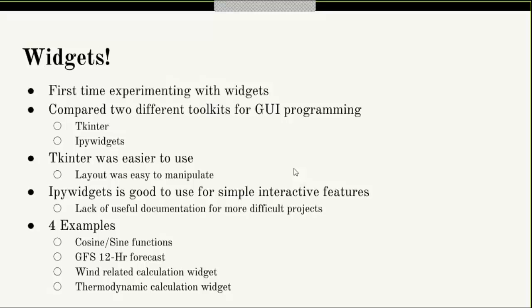I also used IPyWidgets for 2 of the examples that I did. I thought this was good for more simple interactive features. I think this is because of a lack of useful documentation on harder examples, so I found it harder to teach myself the harder parts of IPyWidgets. So I'm going to show you 4 different examples. One is just a cosine sine function, and the GFS 12-hour forecast is using IPyWidgets, and then using tkinter is a wind calculation and thermodynamic calculation widget.